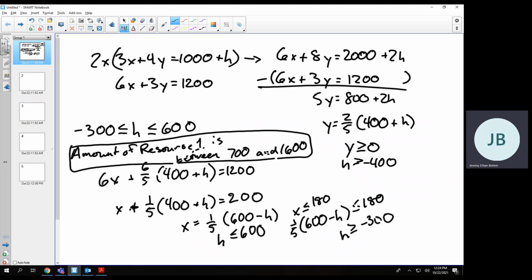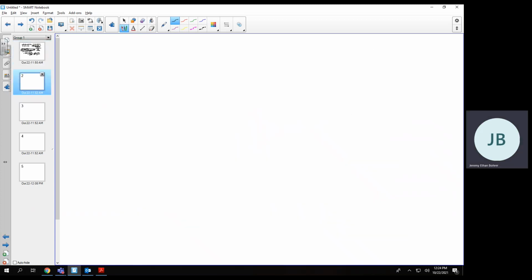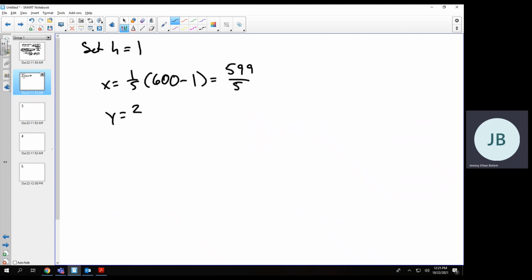The second part, we set h equal to 1 in part A. So we get x equals 1/5 times 600 minus 1, which is 599 over 5. And y equals 2/5 times 400 plus 1, which is 802 over 5.